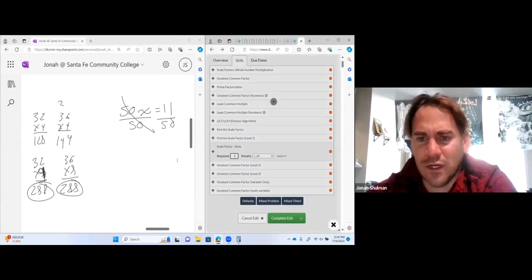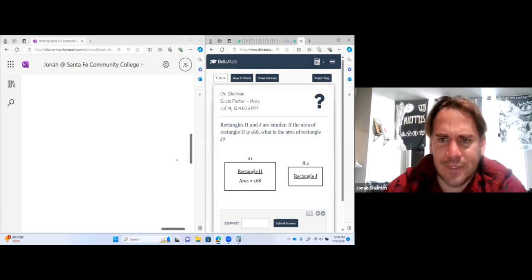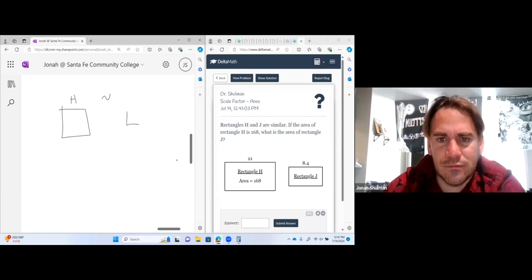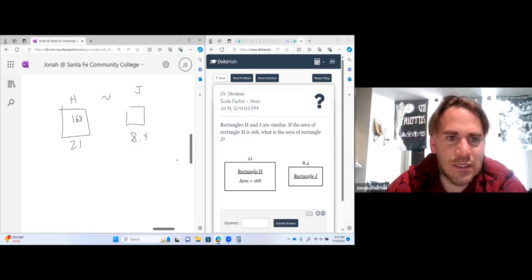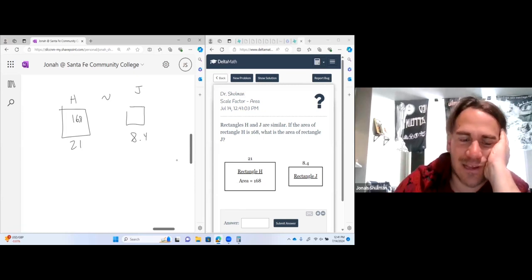All right, let's do a scale factor area just for fun. Rectangle H, and remember, it's similar to J. They know this is 21. We know this is 8.4. And we want the area of this one. So that's 168. So I think I like doing it this way.